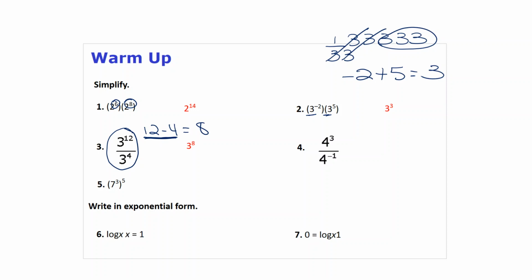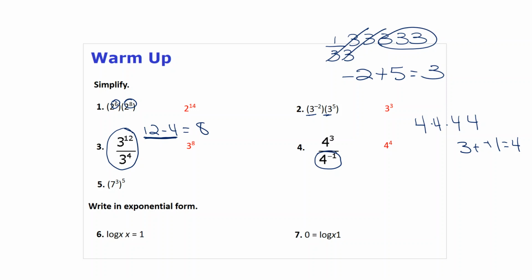Again, here we have division. We're going to look at this number first. 4 to the negative 1 power is the same as doing the reciprocal, so that would be 4 up here in the numerator, plus 3 more 4s is 4 to the 4th power. Again, 3 minus a negative 1 is equal to positive 4. So our answer is 4 to the 4th power.